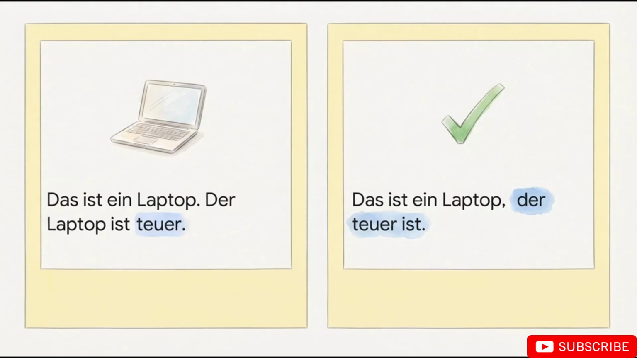Listen to this sentence. Das ist ein Laptop. Der Laptop ist teuer. I mean, sure, it's grammatically correct, but it's super choppy, right? Now listen to this. Das ist ein Laptop, der teuer ist. Hear the difference there? It just flows. It sounds so much more sophisticated. Relative clauses are literally your ultimate solution for fluency because they let you combine your ideas seamlessly.